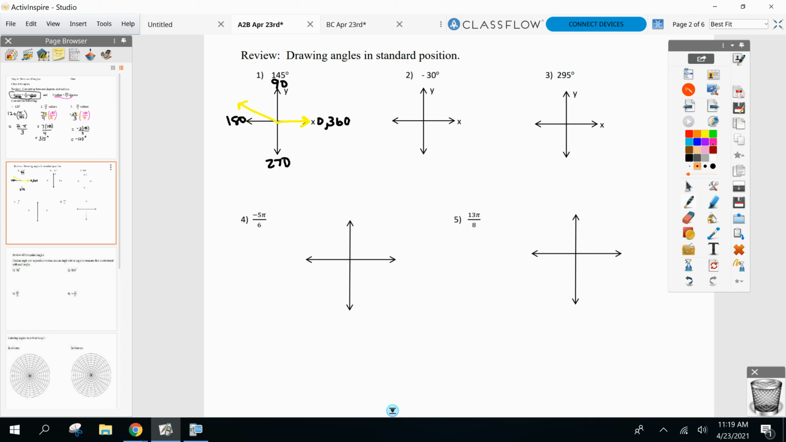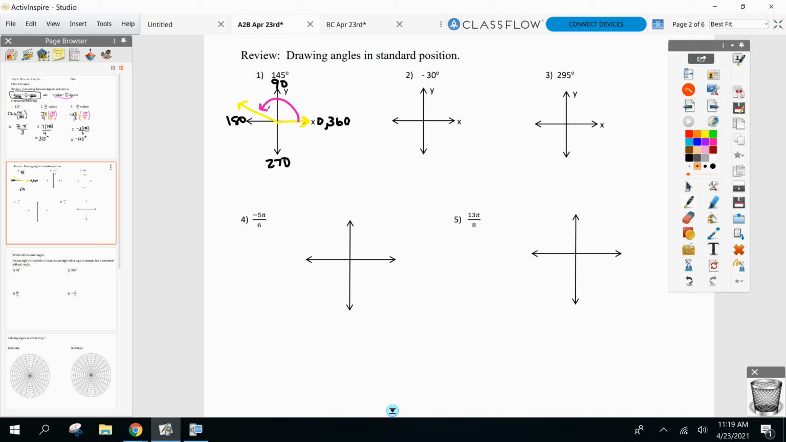Any of you guys know what I'm missing yet? Because I'm not done yet. Yep, the rotation arrow. An arrow showing me whether you are going clockwise or counterclockwise. Since it's positive, I'm going counterclockwise that way. So make sure you put your rotation arrow in. Good.